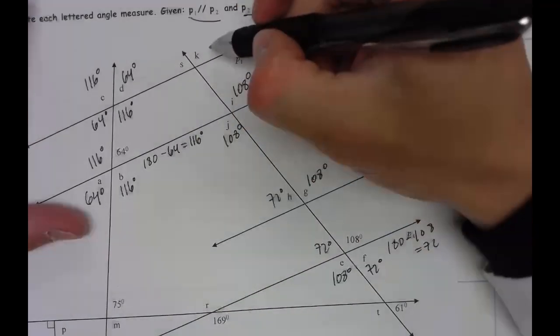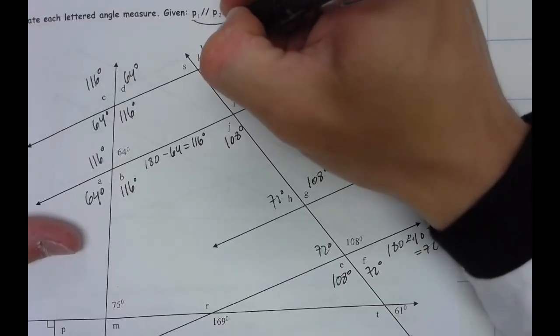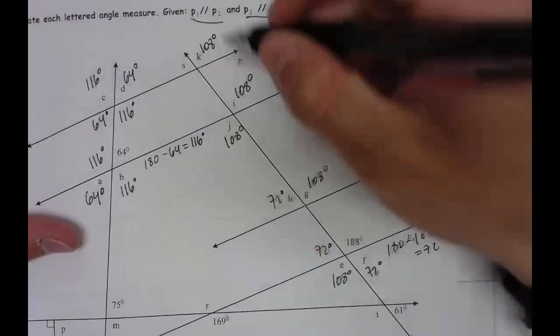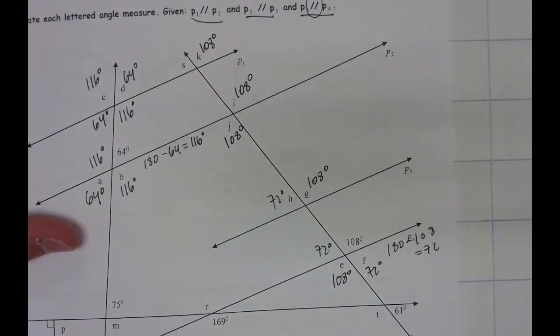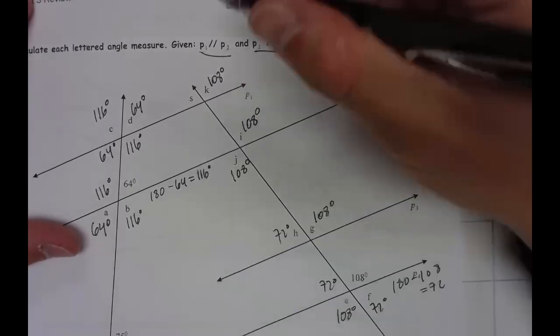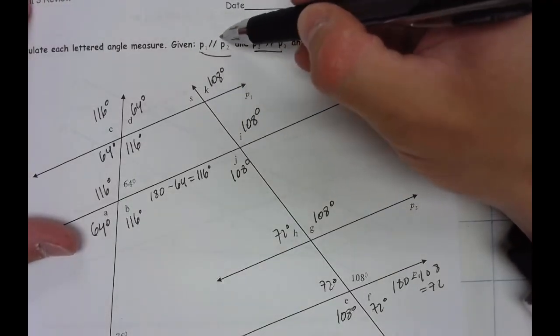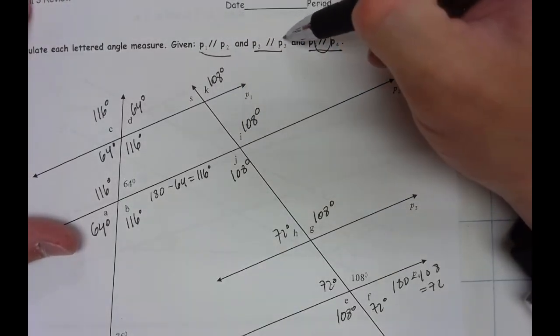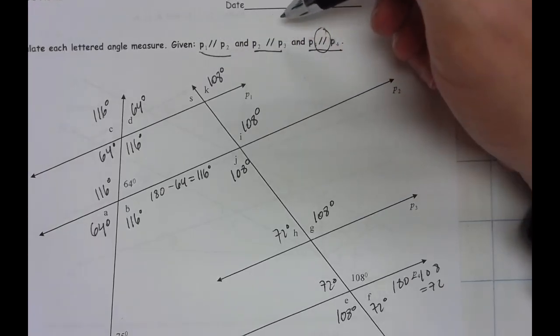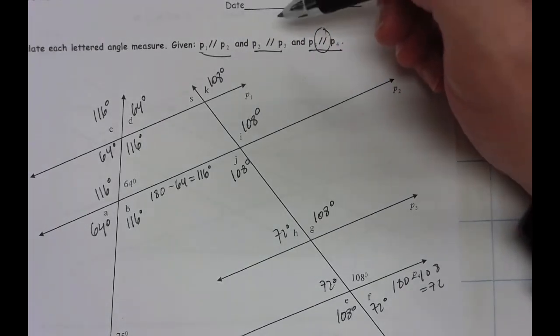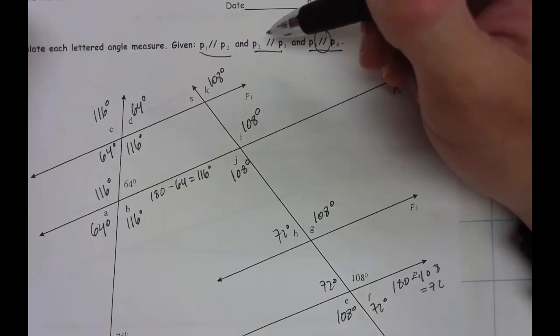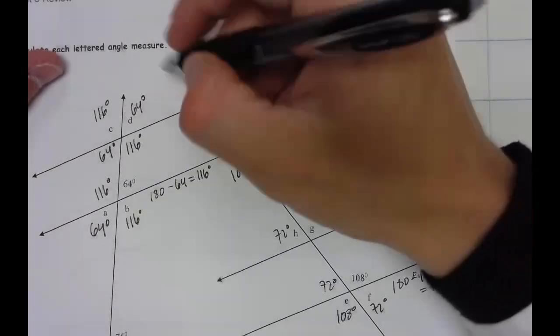Alright. Likewise, K is also 108 degrees because it corresponds to I, which also corresponds to G, but I guess it's not given. We know, of course, that if P1 is parallel to P2 and P2 is parallel to P3, then so must P1 be parallel to P3, by Euclid's fifth postulate. But we just kind of do that already, right? We just know. We're just smart like that.